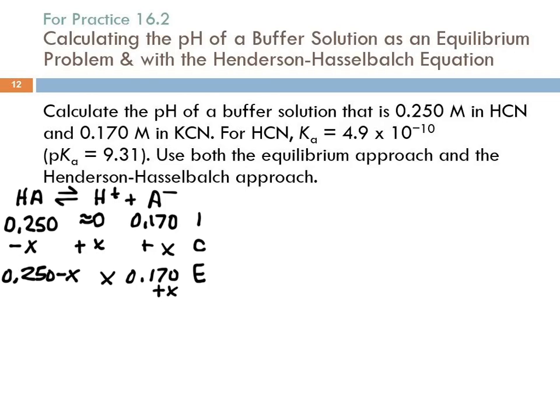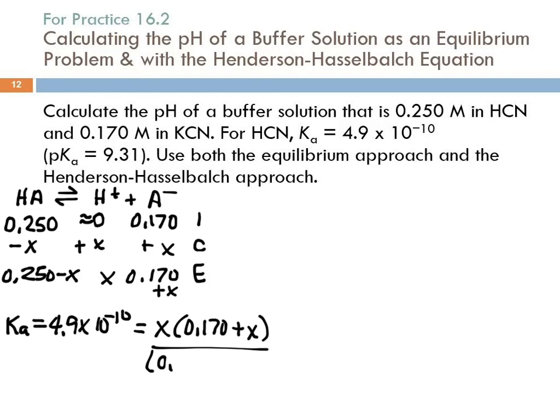Oh, okay. So then we've got Ka equals 4.9 times 10 to the minus 10. And that's going to equal the x times the 0.170 plus x divided by 0.250 minus x. Can we use x is small? Yeah. Look at these guys compared to the Ka. They're ginormous. So it's going to be fine. So we're going to pretend that we don't have that there, and we don't have that there.